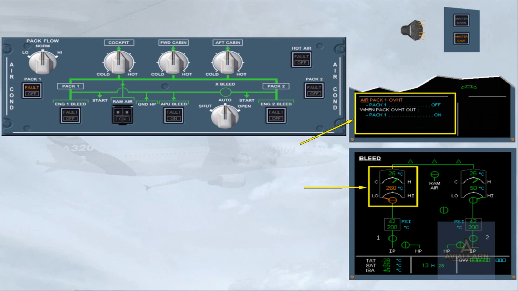The ECAM bleed page has been automatically called to show amber indications, and a fault light has illuminated on the air conditioning control panel.